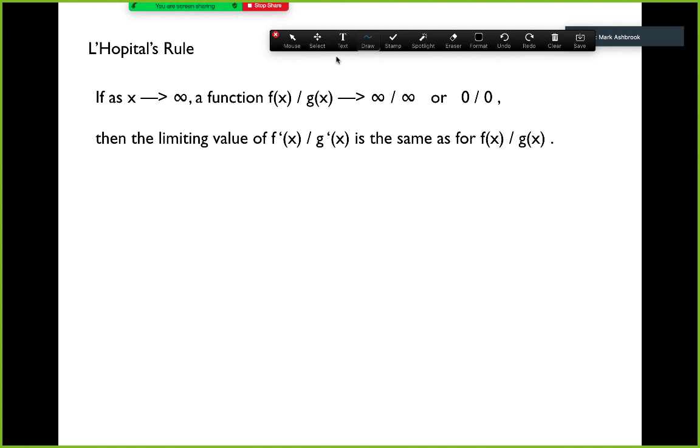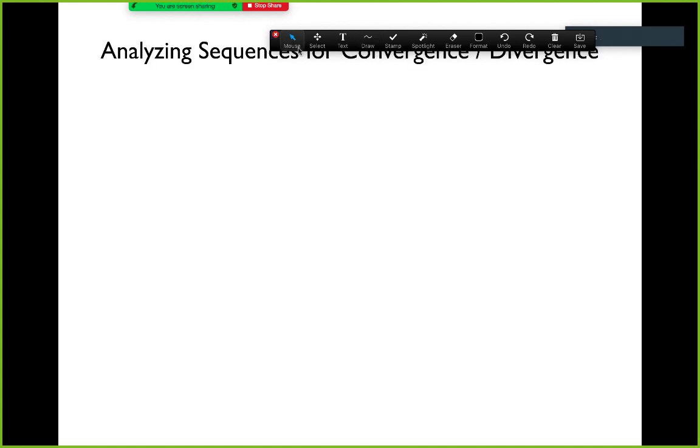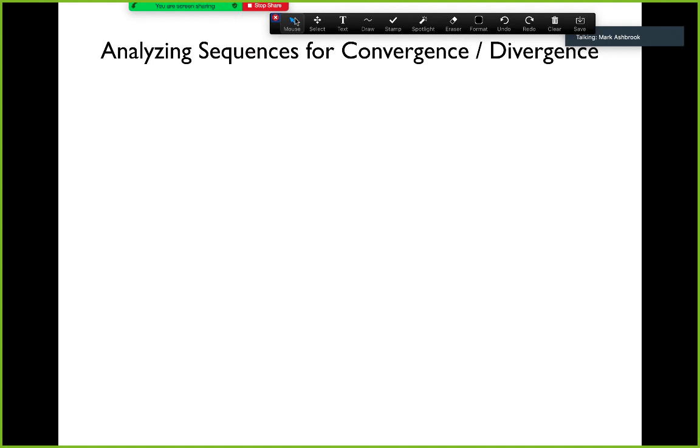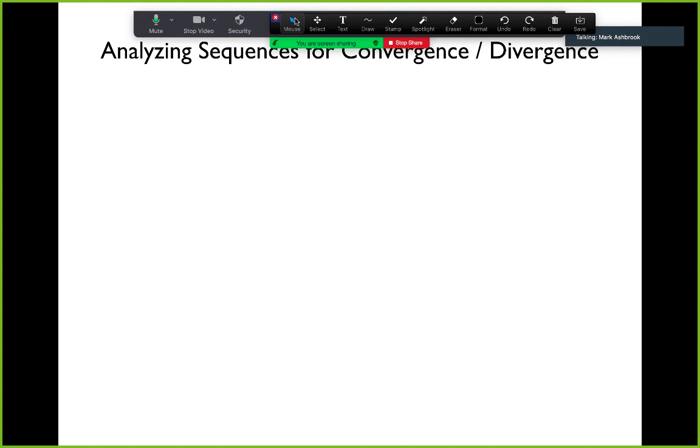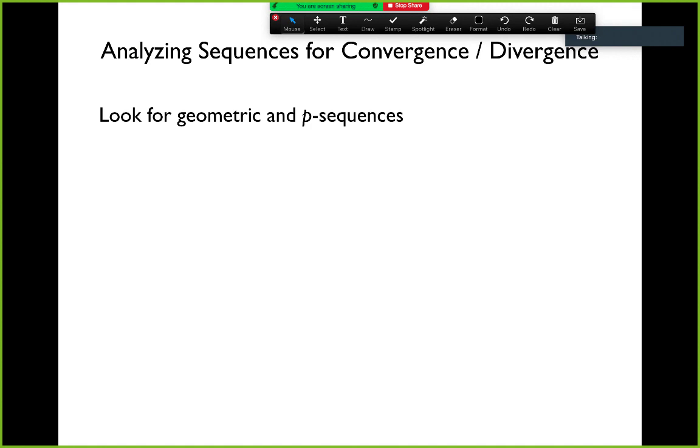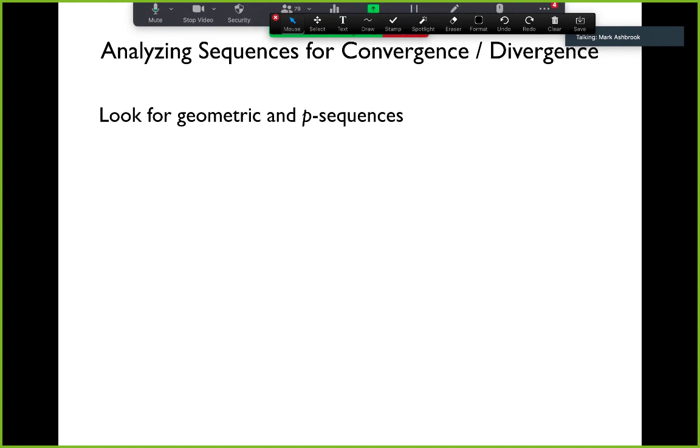So let's talk about analyzing sequences for convergence and divergence. That's what we're doing here. We're starting to build some tools, and the idea is that you come to a sequence and you have to figure out which tool to use. Here's a little bullet point list for you. First of all, look for your geometric and p-sequences. A geometric sequence converges to 0 when r is between -1 and 1, and p-sequences converge when p is greater than 0. So we'd be on the lookout for those.